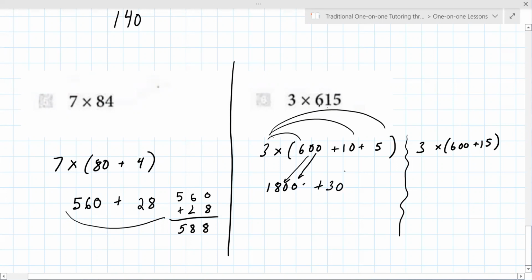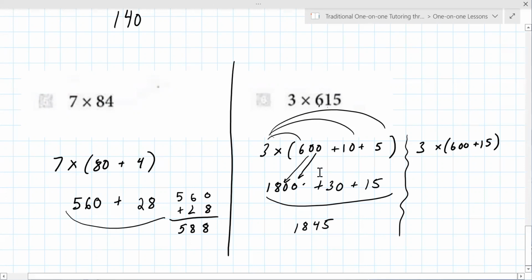3 times 10 is 30. 3 times 5 is 15. And then you add these together. So it'd be 1,845.